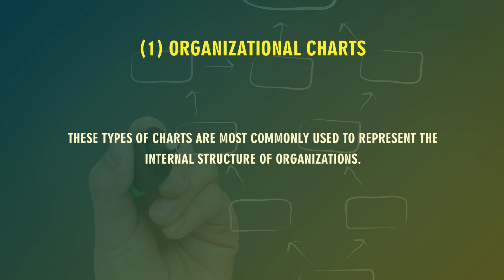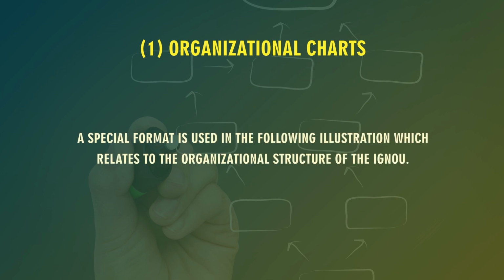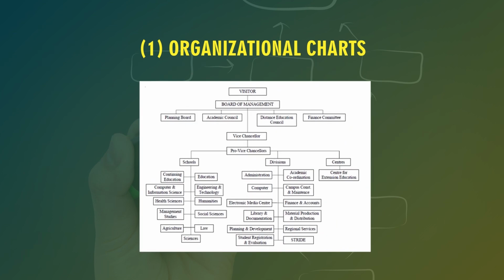If we say that IGNOU is an organization, a special format is used in the following illustration, which relates the organizational structure. It starts with the visitor, then the board of management, planning board, academic council, distance education council, finance committee, then the honorable vice chancellor, then certain pro vice chancellors, and certain schools, divisions and centers. So this is an example of an institution that we have taken. On the other hand, you see the hierarchies are there.